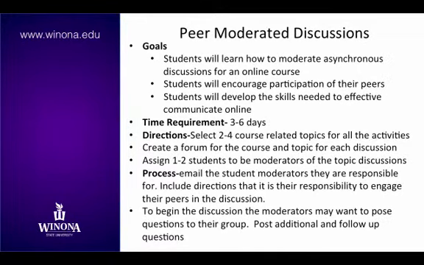Here's another one that I thought was interesting. It's called peer moderated discussion, and I'm sure a lot of you do this. Again, there are similar goals with this one. 3 to 6 days. You could probably cut that down a little bit. You select 2 to 4 course topics for all the activities. So again, pick 2 to 4 course-related topics. Create a forum for the course, and then each one of those topics becomes a topic under the forum.